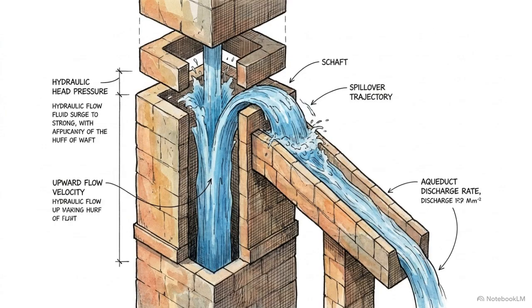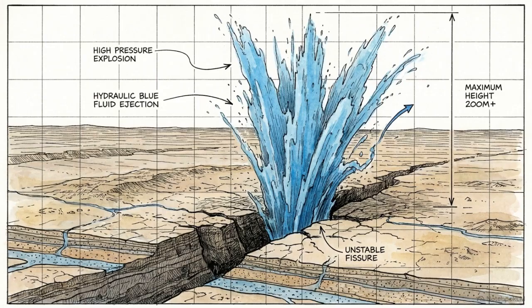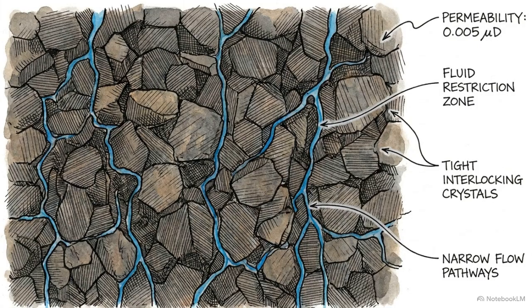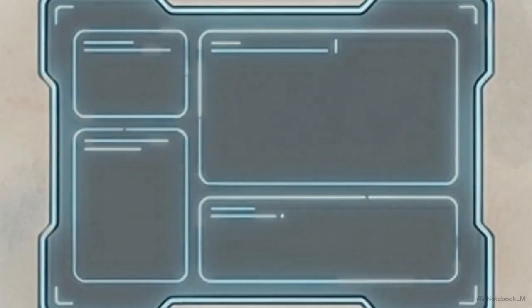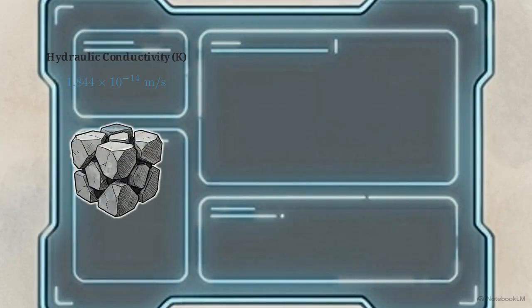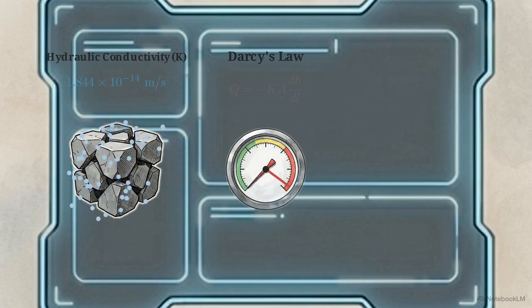A 111-meter head provides the vertical lift needed to force subterranean water out of the ground and into the catchment aqueducts. If the pressure is this high, we have to ask why the water doesn't simply erupt from the ground all at once. The dense rock matrix acts as a natural restrictor, and its permeability determines the speed of the output. By applying a hydraulic conductivity of 1.844 times 10 to the negative 14th meters per second, we can calculate the flow rate using Darcy's law. The result is a continuous, controlled baseline flow of 5.44 times 10 to the negative 9th cubic meters per second.